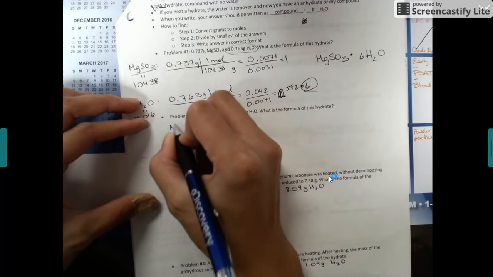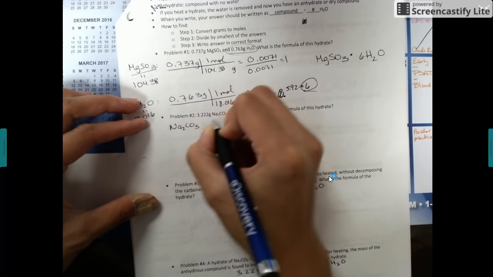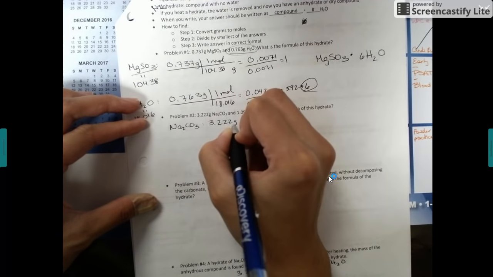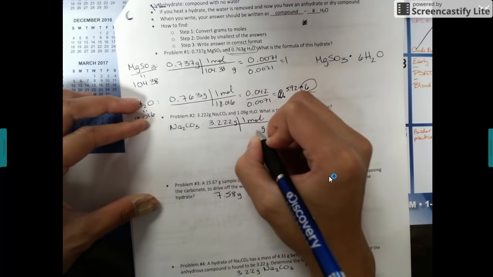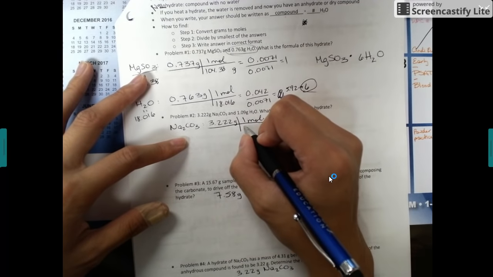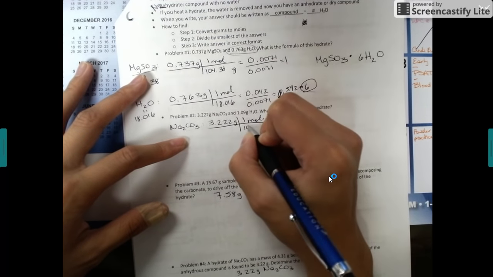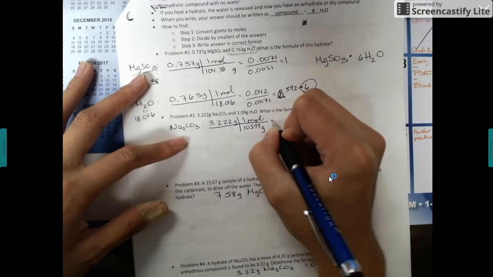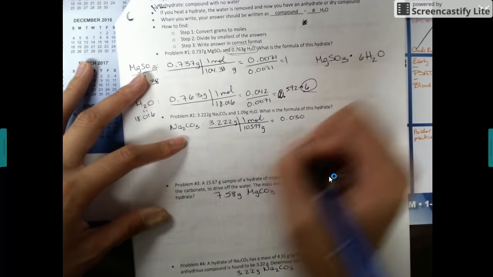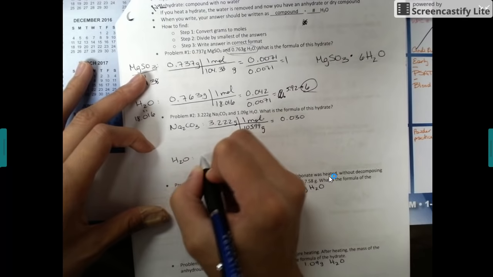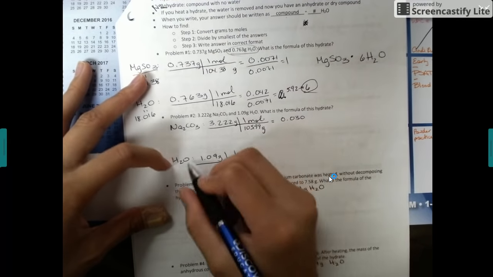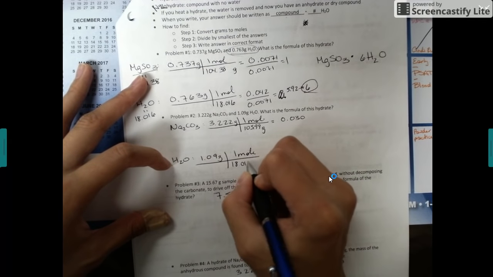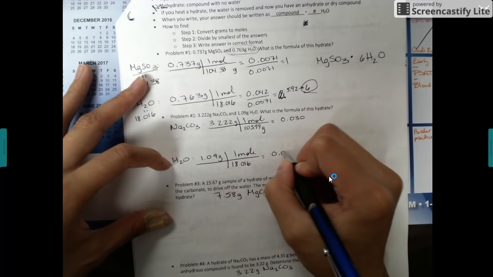Okay, for number 2, you have Na2CO3, 3.22 grams, converting it to moles. Molar mass at the bottom, the molar mass of Na2CO3 is 105.99. Answer here is 0.030. H2O, 1.09 grams. I know the mass of H2O is 18.016. My answer here is 0.061.